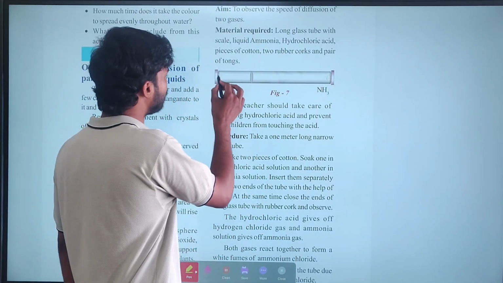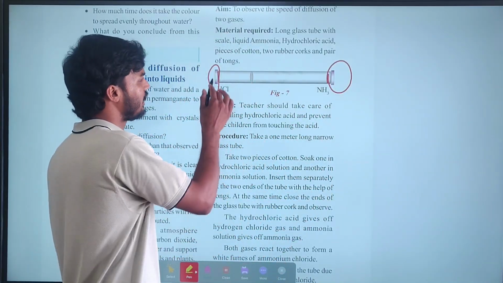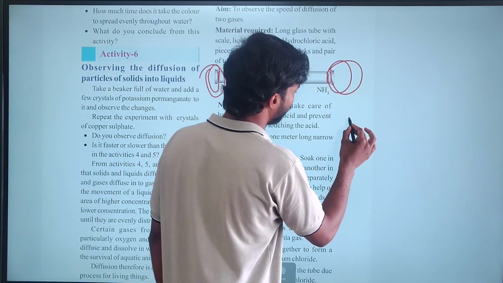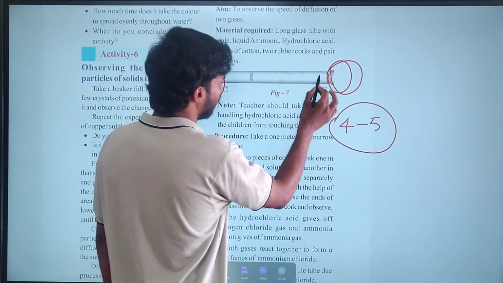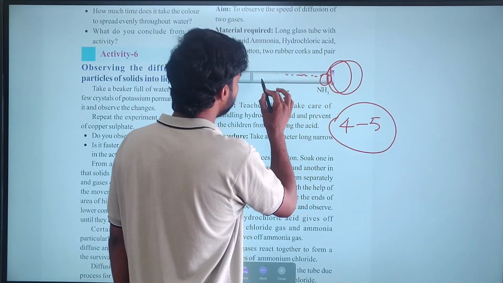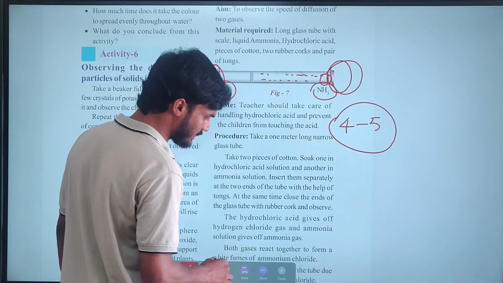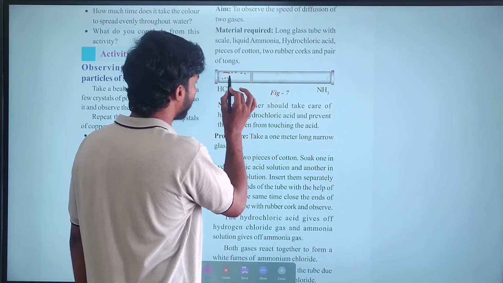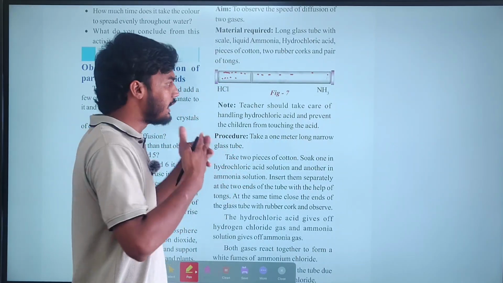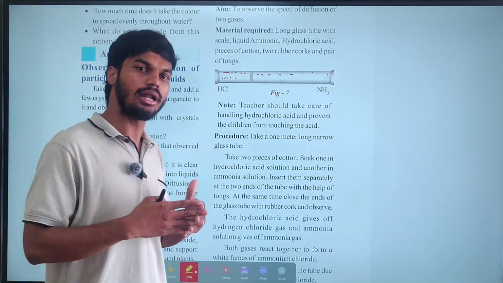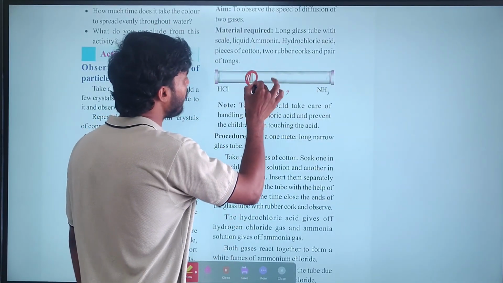After that, close both ends with the help of the rubber corks and leave it for 4 to 5 minutes. After 4 to 5 minutes, liquid ammonia and HCl will diffuse in the form of gases. After diffusion, when the ammonia and HCl meet, due to this chemical reaction there is a formation of a white ring-like structure of ammonium chloride.